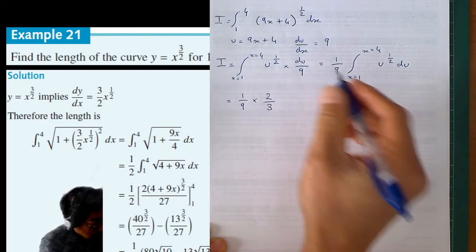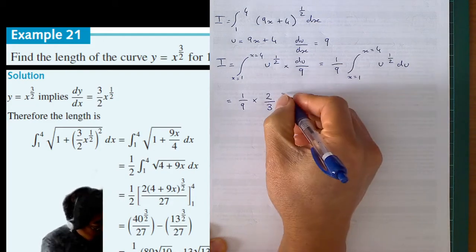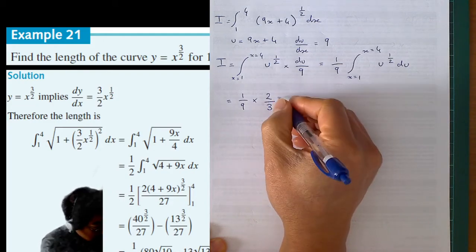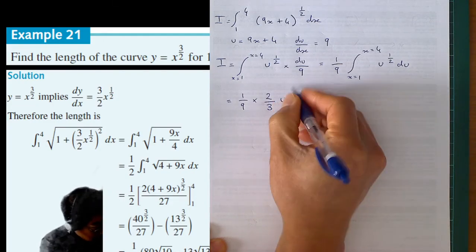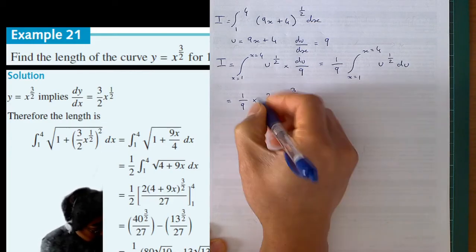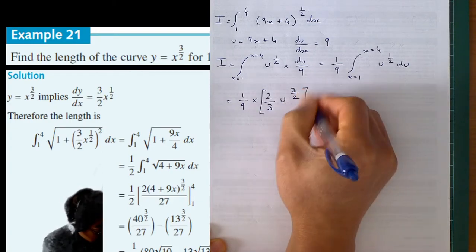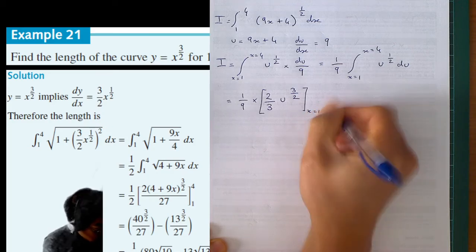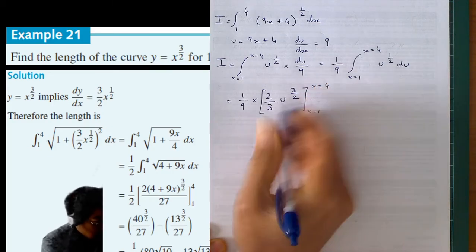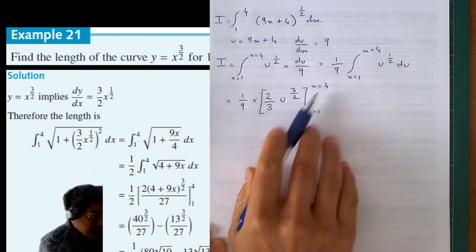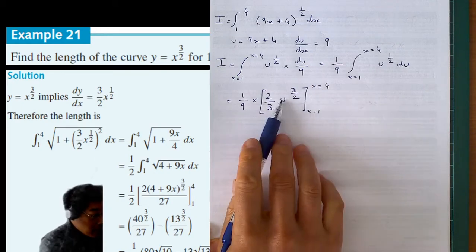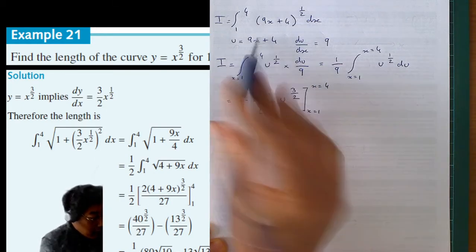Okay? And that's the u to the power of 3 over 2, like that. x is equal to 1, x is equal to 4. And now what I'm going to do with that u, because I left the boundaries as x, I'm going to substitute that u back to what I have here.